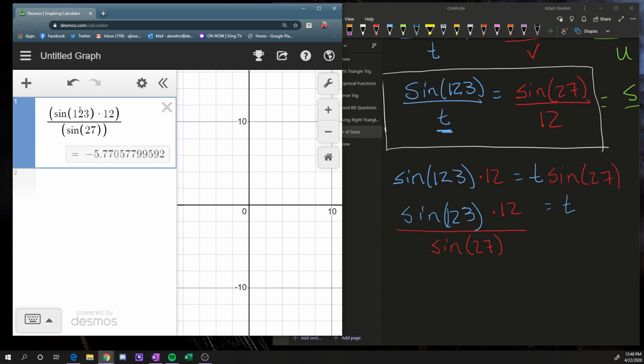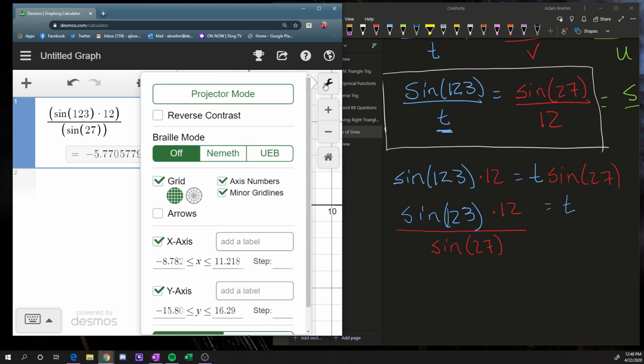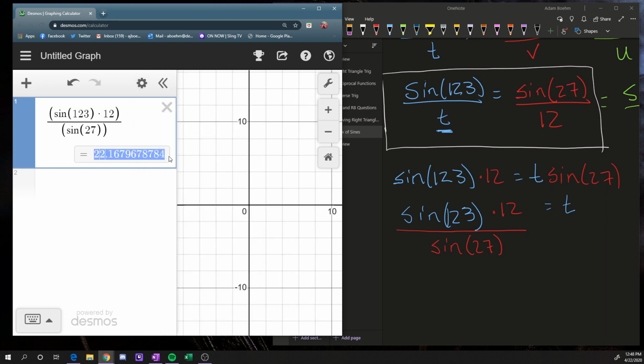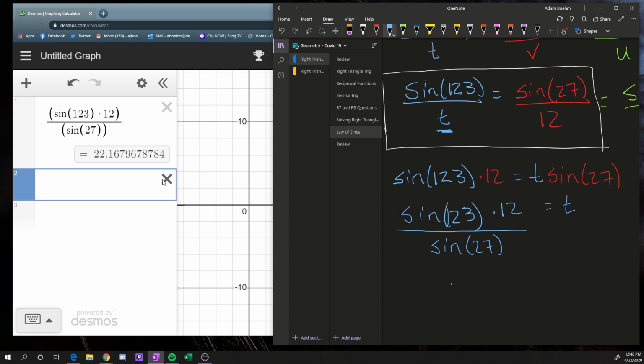Okay, now, before you hit enter, this answer really doesn't make sense, and that's because we're in the wrong mode. So really the first thing you should do is go to your mode or your wrench icon, click it, and then go down to degrees, click on it, and then you'll get the right answer. So the answer to this is 22.167. And this problem says to solve and round to the nearest tenth. So really our answer is 22.2.